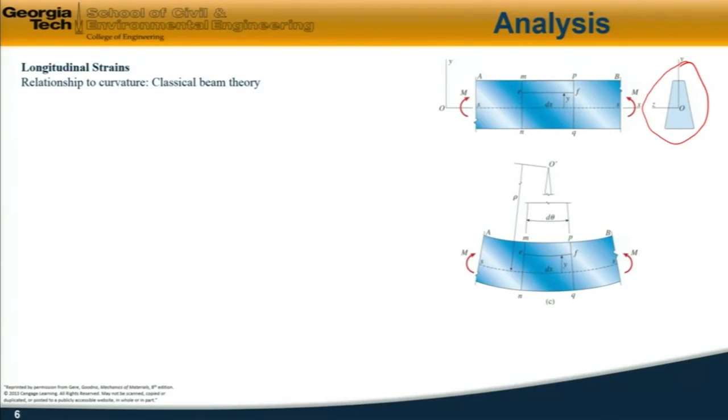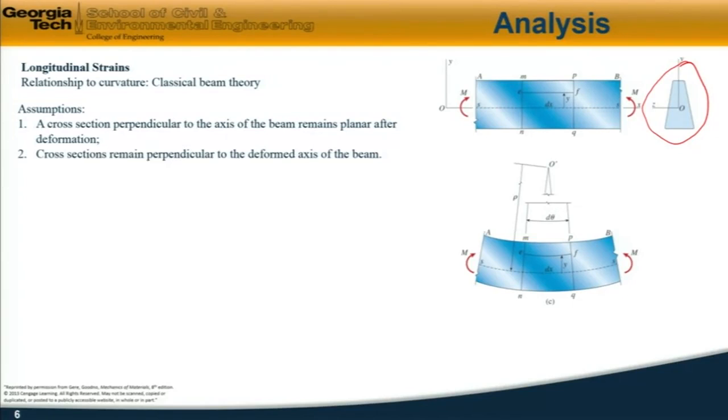In other words, the top of the beam is compressing and the bottom of the beam is elongating. So the fundamental assumptions that we make here are that any cross-section perpendicular to the axis of the beam remains planar and flat after deformation. And secondly, cross-sections remain perpendicular to the deformed axis of the beam. So these lines here are always crossing at right angles. So a section or a line which is initially straight becomes bent and becomes a symmetrical cross-section.